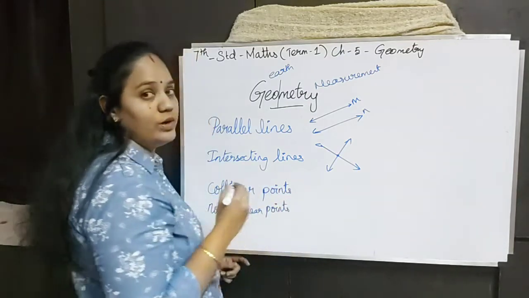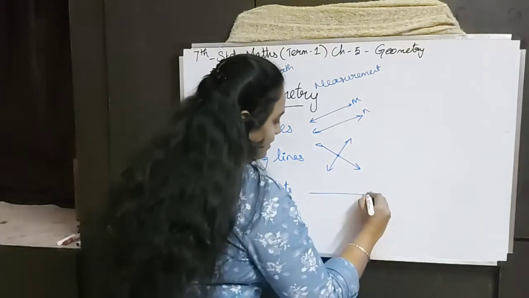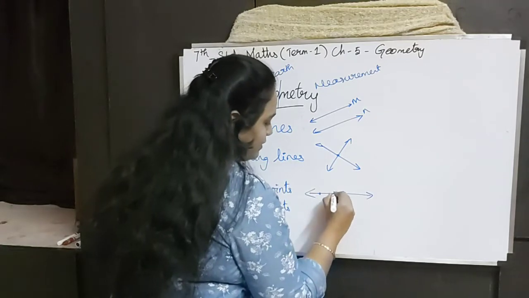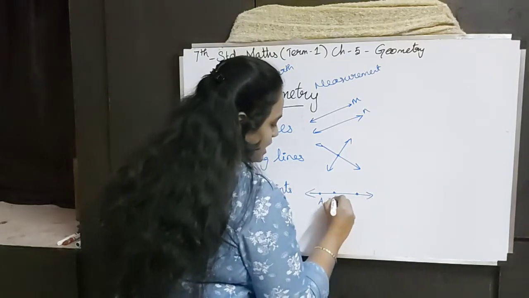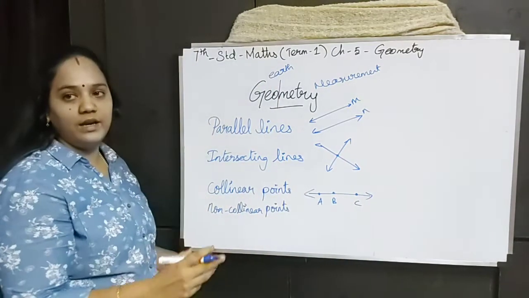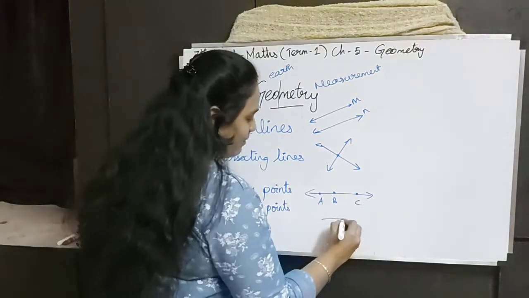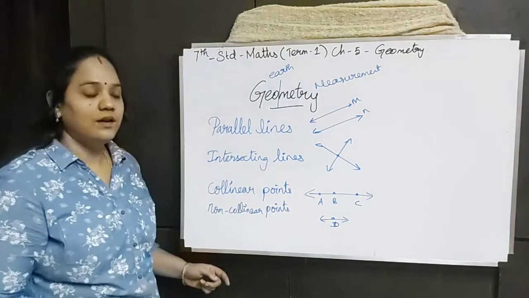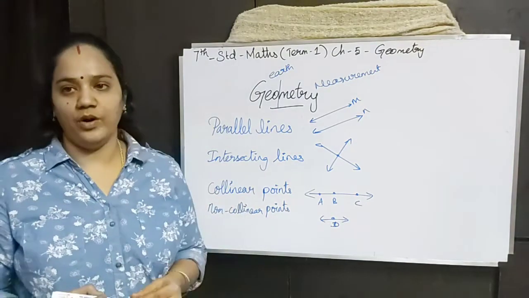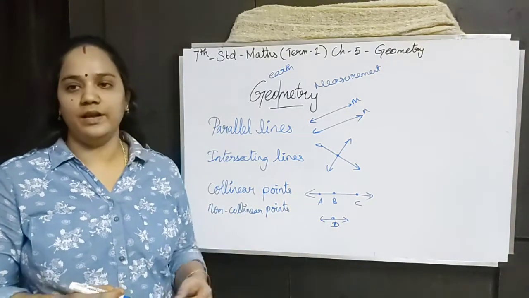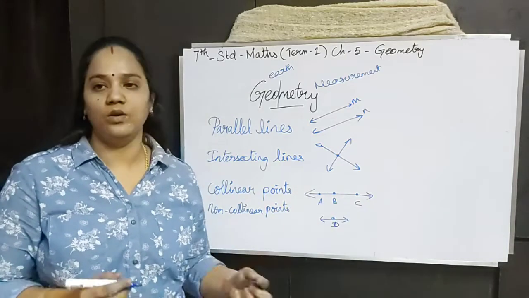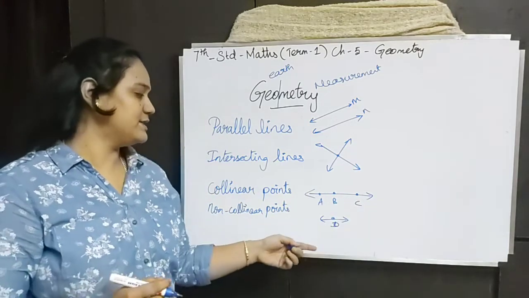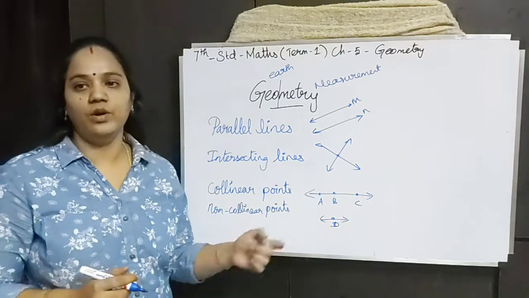Next, collinear points. Linear, as I already told you, means line. So in a line, if we have some points, A, B, C, they are collinear. If I have a point D in another line, then it is a non-collinear point. A, B, C are collinear points and D is a non-collinear point to A, B, C.